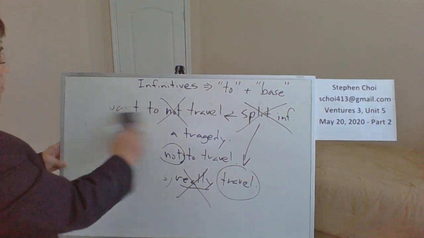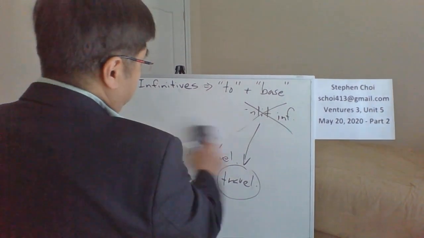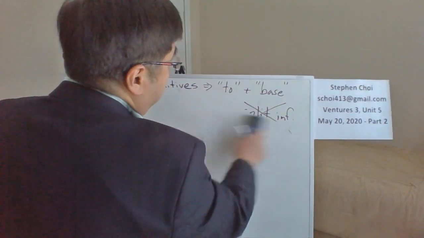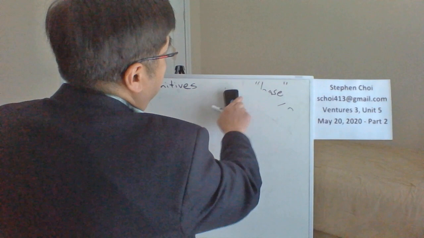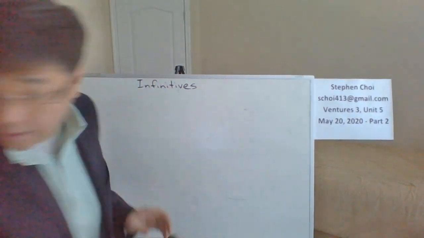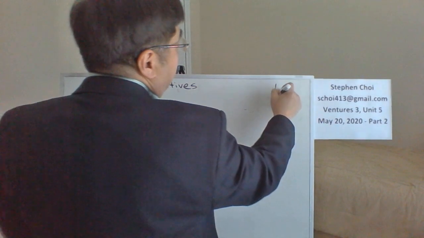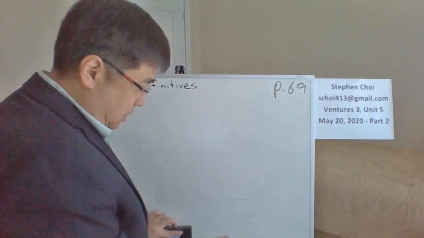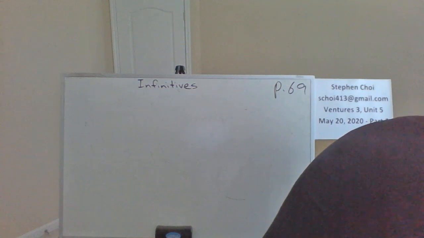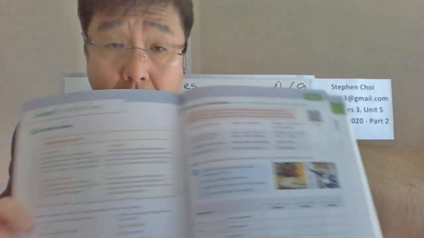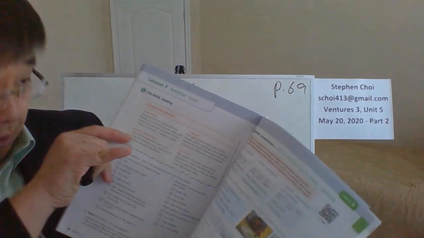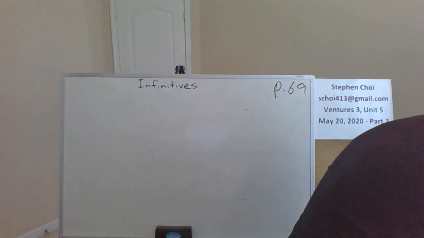So let's move on to this video's topic. We're going to go to page 69 in the student's book, the color book. We'll talk about verbs and infinitives and verbs and gerunds. So we're on page 69 right there.